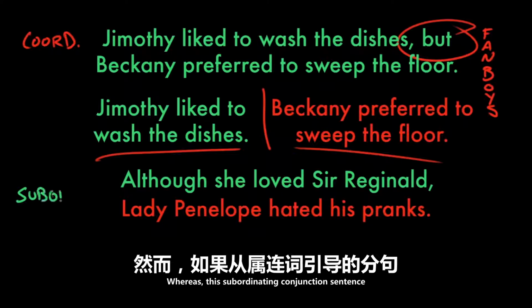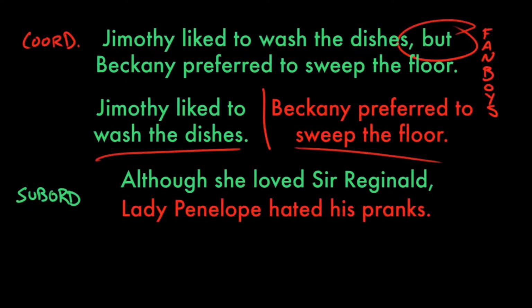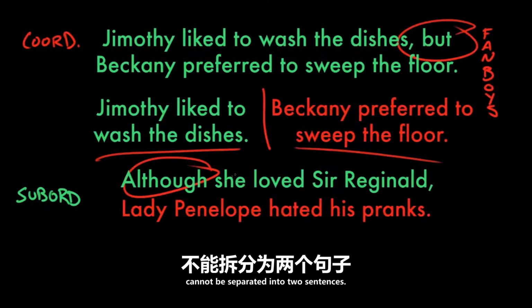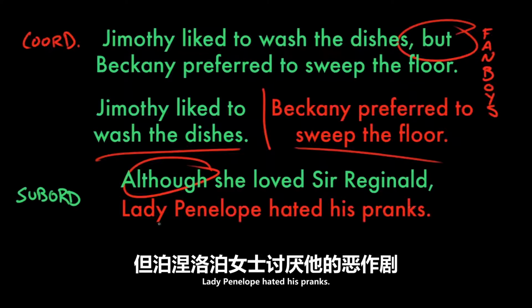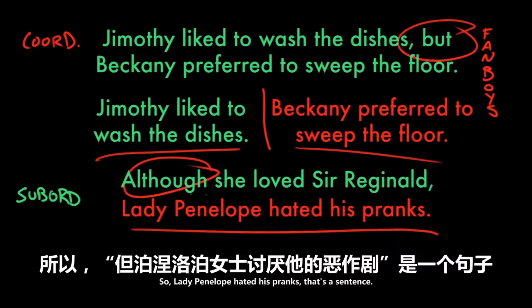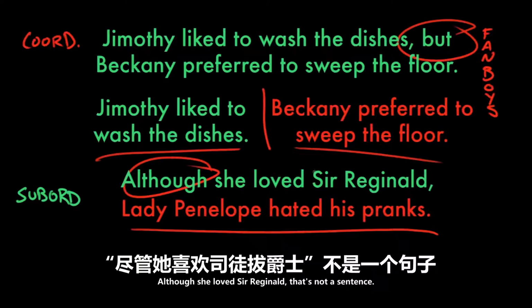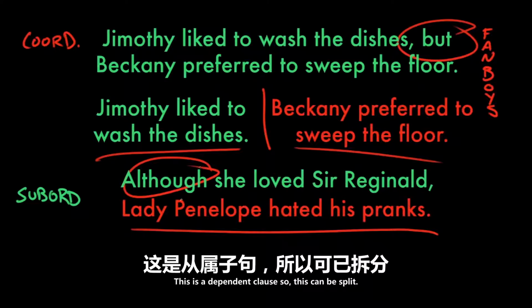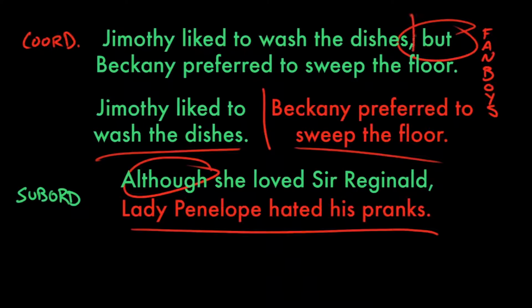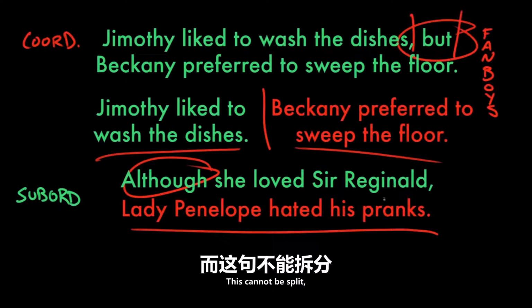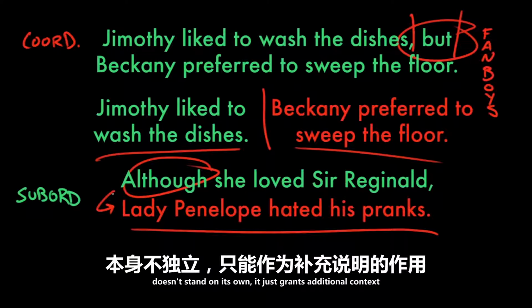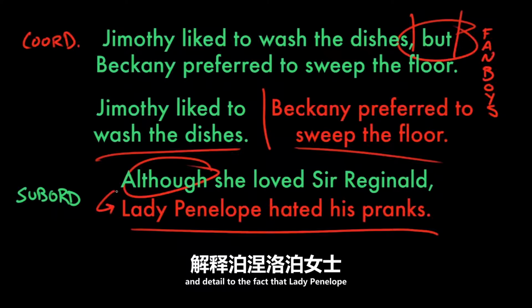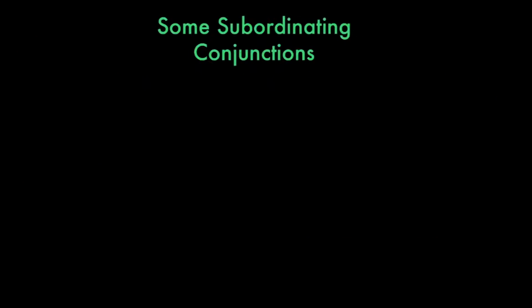Whereas this subordinating conjunction sentence that begins with although cannot be separated into two sentences. Although she loved Sir Reginald, Lady Penelope hated his pranks. Lady Penelope hated his pranks, that's a sentence. Although she loved Sir Reginald, that's not a sentence. This is a dependent clause. So this can be split, but this cannot be split. Because although she loved Sir Reginald doesn't stand on its own, it just grants additional context and detail to the fact that Lady Penelope hated Sir Reginald's pranks.